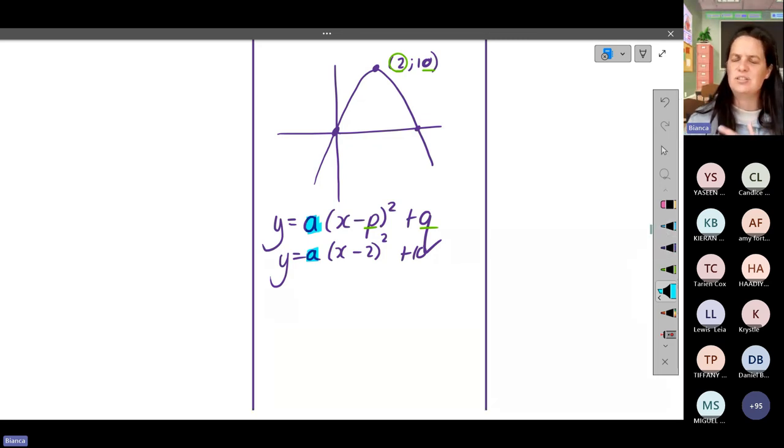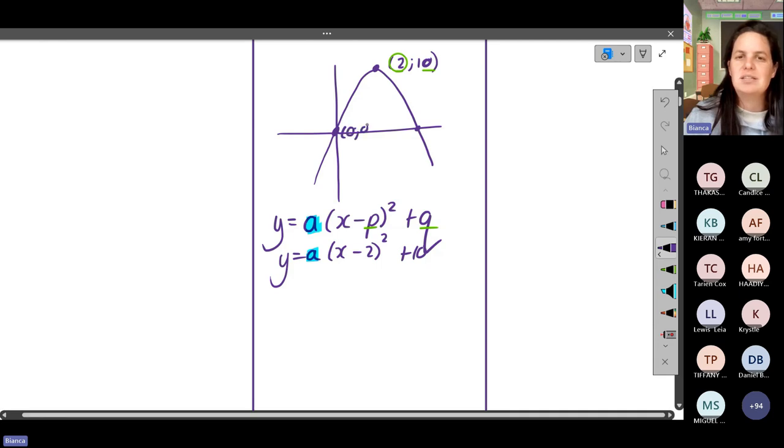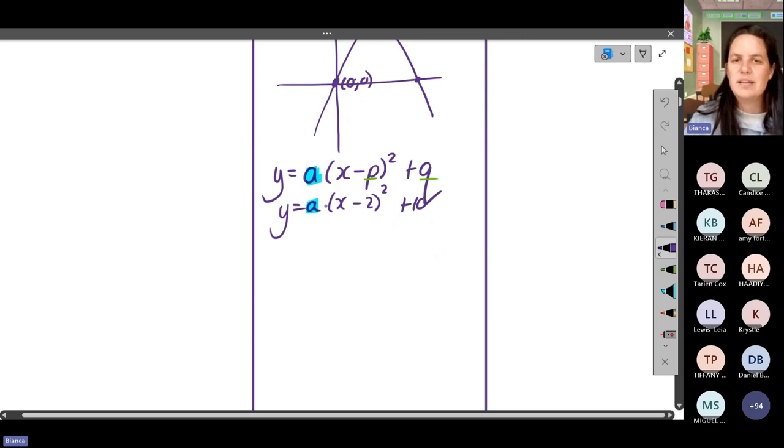So the first step is easy. You just sub in whatever you saw. The second step is you need to think about. Now you need to sub in another point on the function, not the one you just used, a different point. And the only other point I have on this function is 0 and 0, this little y-intercept. So in place of x and y, I'm going to put 0.